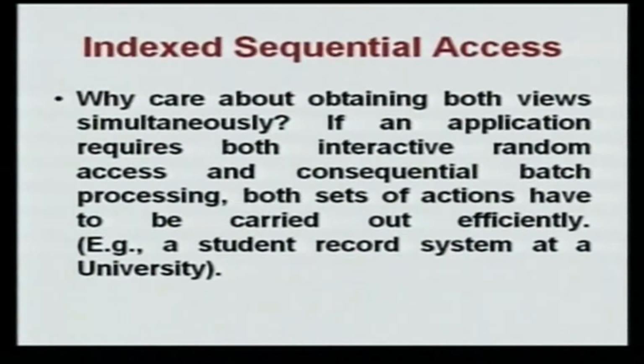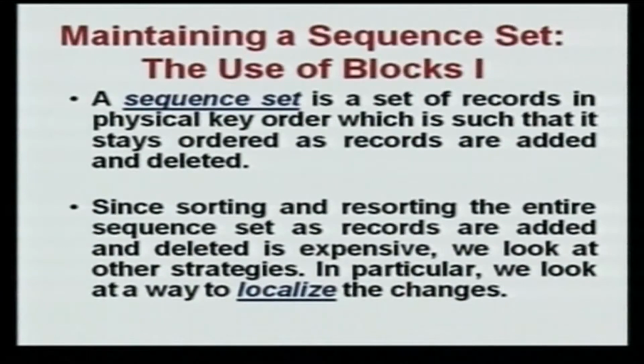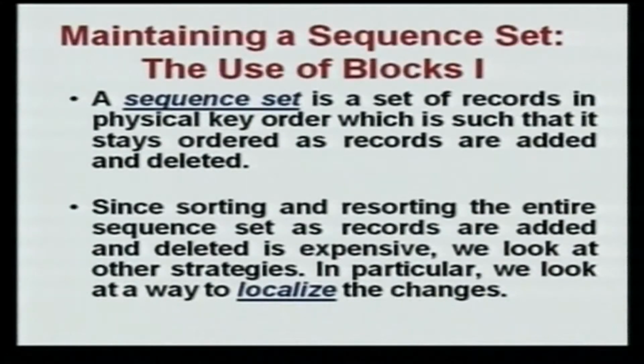So, in order to do that, we now come to B tree, yes, remember we are going towards a motivation for B trees as I told you in this lecture. So, we define something called a sequence set. Now, a sequence set is a set of records in physical key order which is such that it stays ordered as records are added and deleted. For example, I can say that a sequence set will be a set of records that are stored in memory in sequential order. For example, 100 to 200, that would be a sequence set.